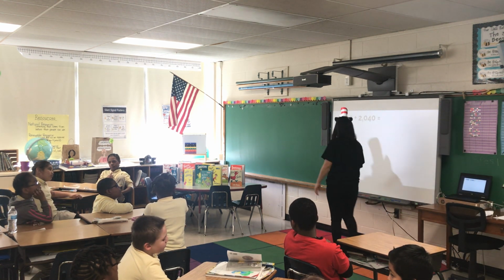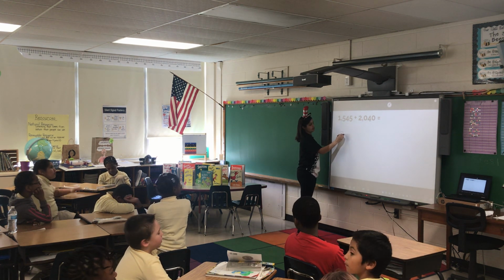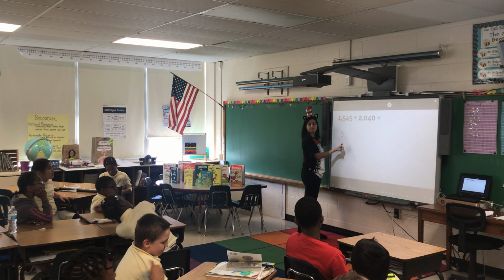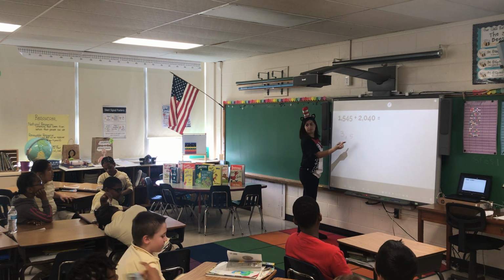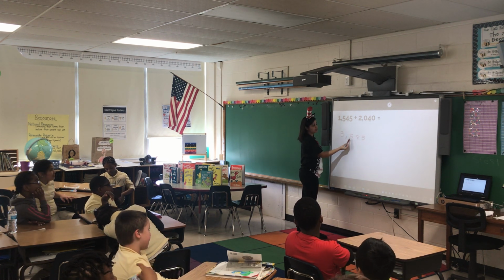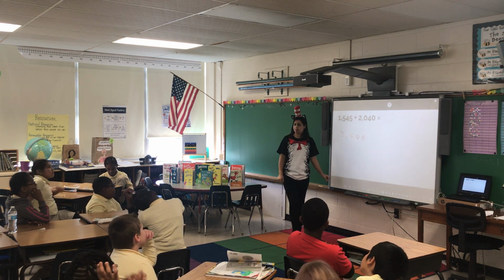Alea, what did you get? 3,585. 3,000. 500. How do I write that? You put the 5, then an 8, and another 5. Good. 3,585. How did you get that as your sum?